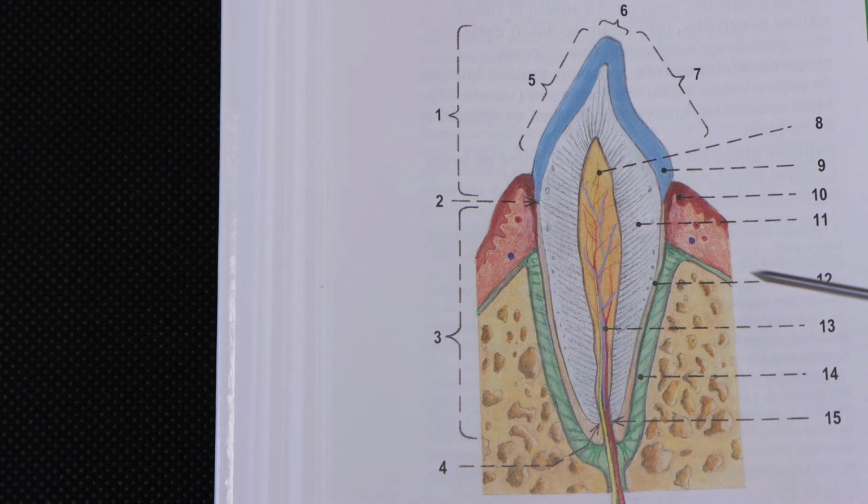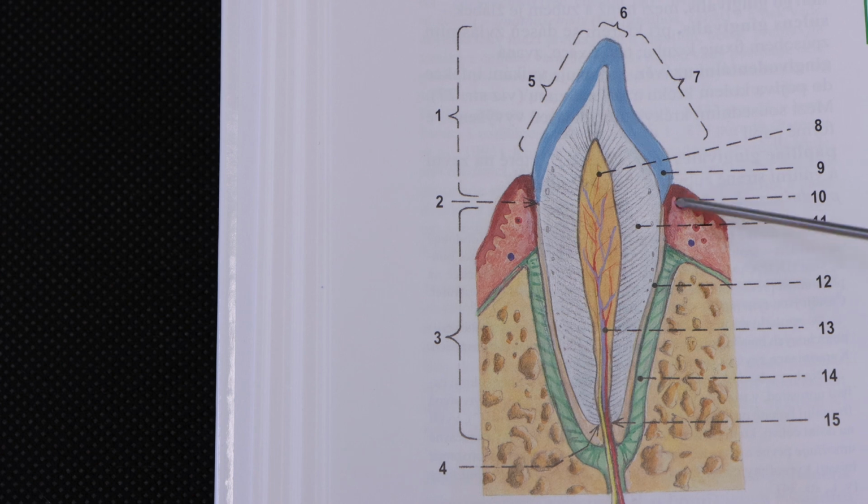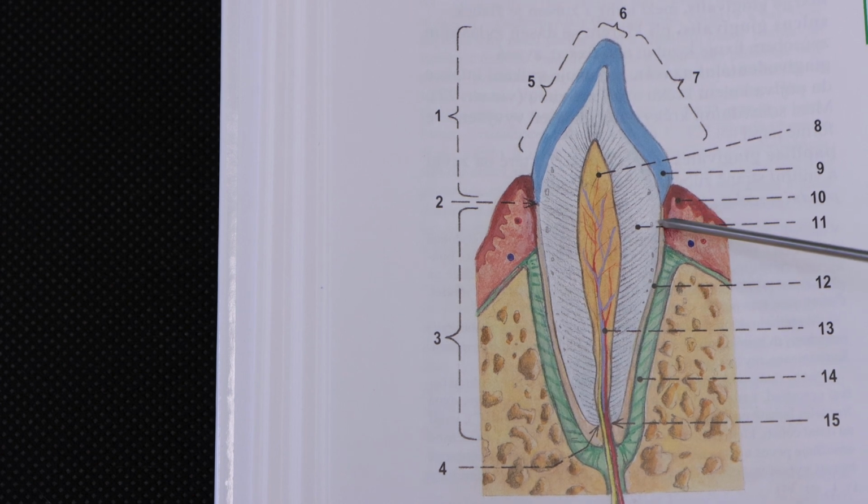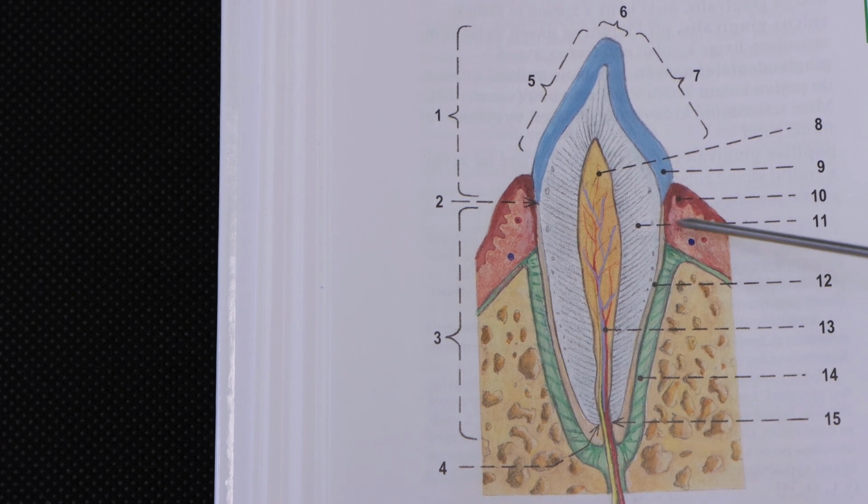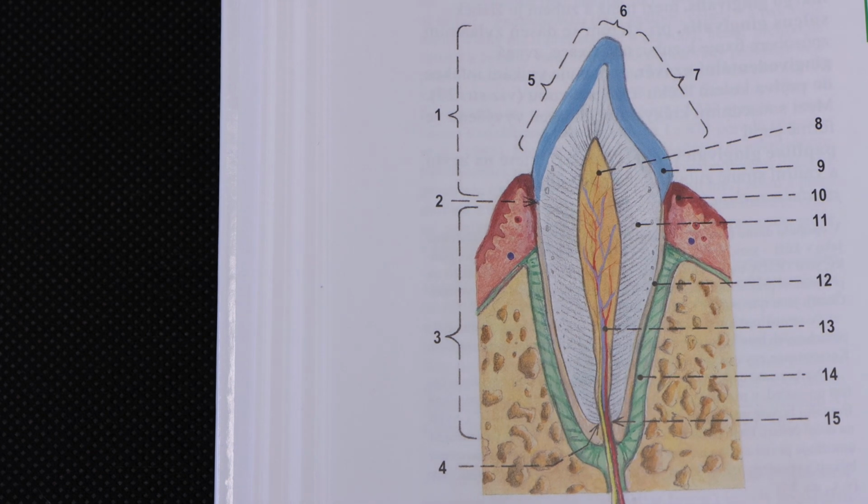Then the place where the root is inside the alveolar bone is called the periodontium, which is composed of different ligaments for the fixation of the root to the alveolar bone. And the tooth is also connected via ligaments to the gingiva as well, which I'm going to discuss.